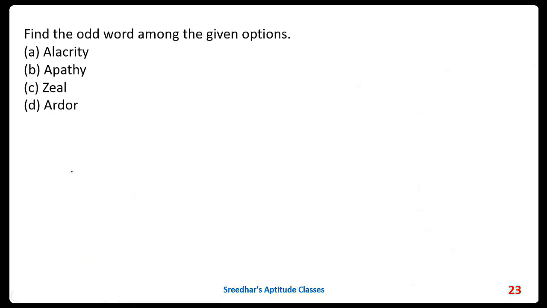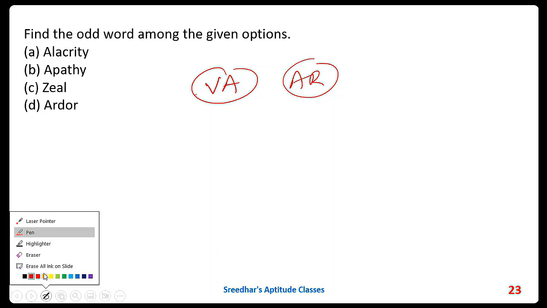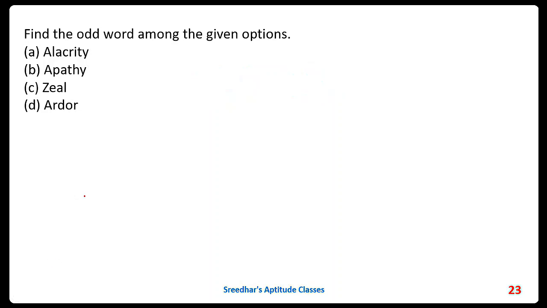Find the odd word among the given options. I don't know whether this is from verbal ability section or abstract reasoning, but I found this question in one of the exams from Accenture, slots. So among the four words, there is one word which is different from others. You have to find that. What is that? Oh, is it so? Zeal.